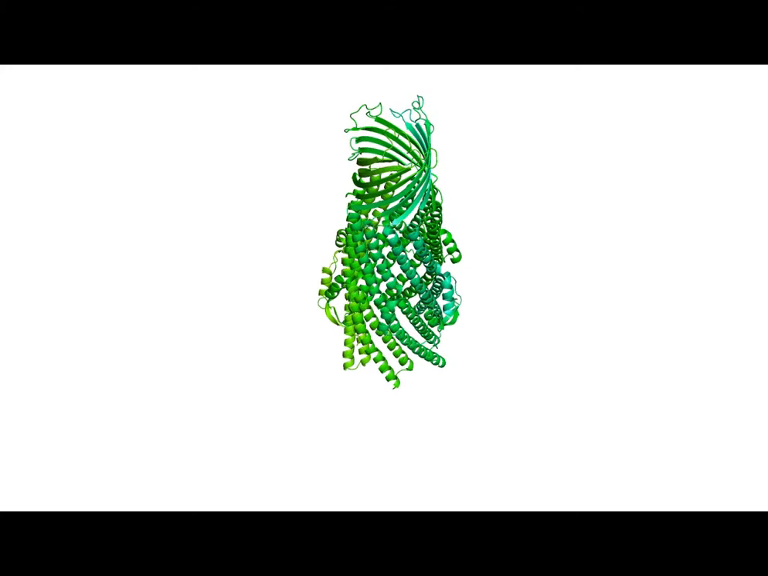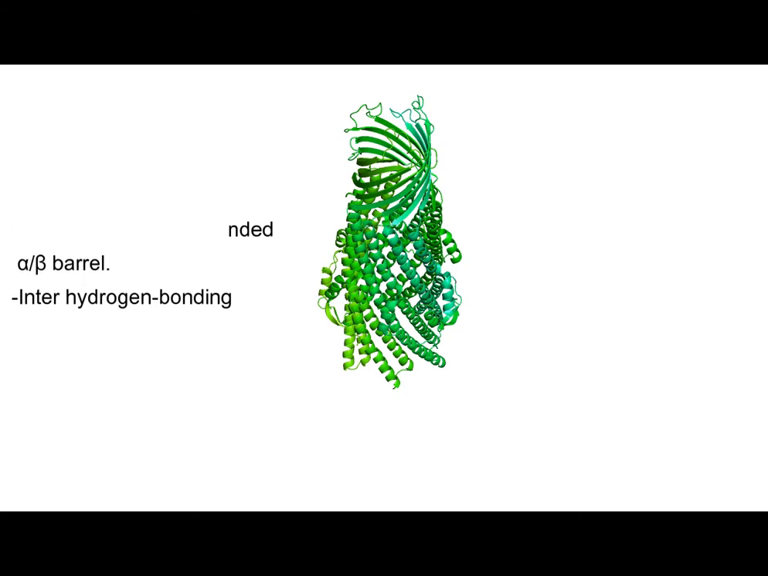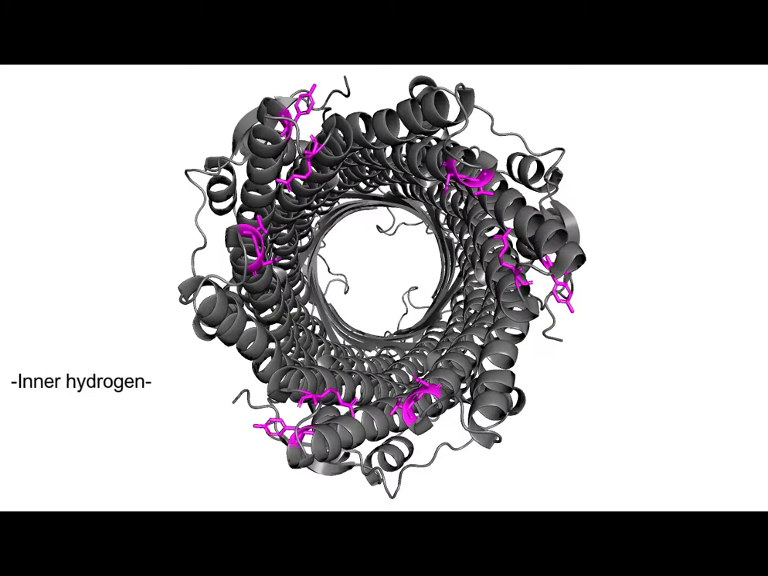We can start with TolC. So TolC is a homotrimer with the alpha helix trans-periplasmic channel. It's composed of a 12-stranded alpha-beta barrel, and it has inter-hydrogen bonding. Oh yeah, I see that the inter-hydrogen bondings are involved with amino acid residues arginine 367, threonine 152, aspartate 153, and tyrosine 362. Yes, these bonds contribute to the constriction or closing state of the channel.